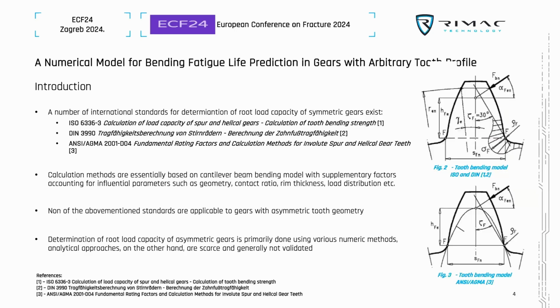So these are some of the standards which are usually used to analytically calculate gears, which are unfortunately not applicable to gears with asymmetric tooth profile. They are essentially based on a cantilevered beam bending model with various factors added on top of it to take into account different parameters such as geometry, type of loading, rim thickness, load distribution, and so on. The determination of root capacity of asymmetric gears, as I said earlier, is usually done either completely numerically or in certain cases analytically, but such approaches are pretty rare.